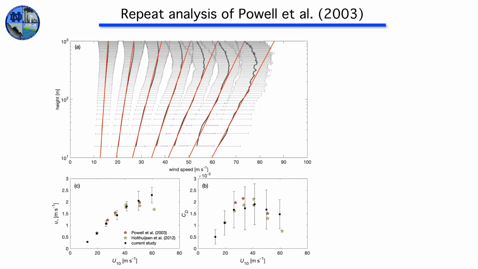Okay, so if we simply take this method and repeat the analysis of Powell et al., but now using all of the dropsonde data all the way through 2018, what do we see? Well, if we look at the velocity profiles as a function of height, what we see is that indeed, again, they look fairly logarithmic.